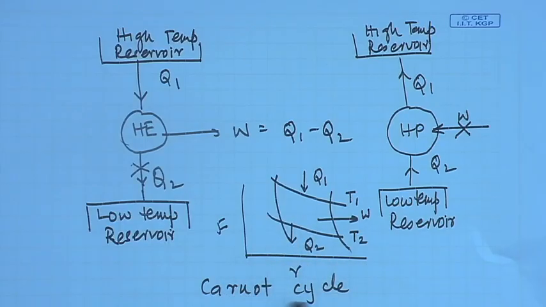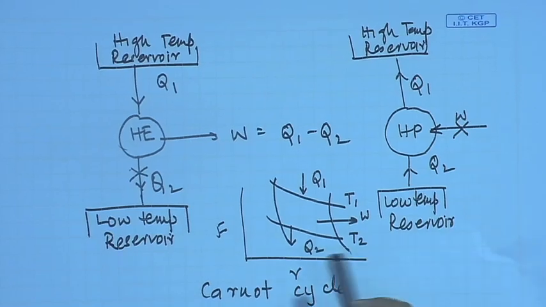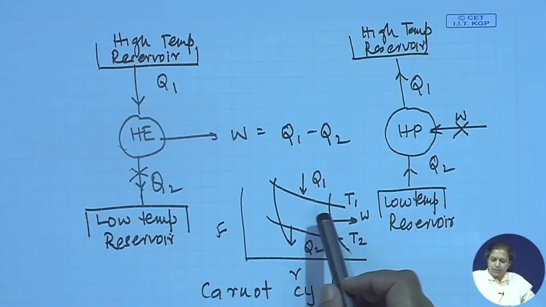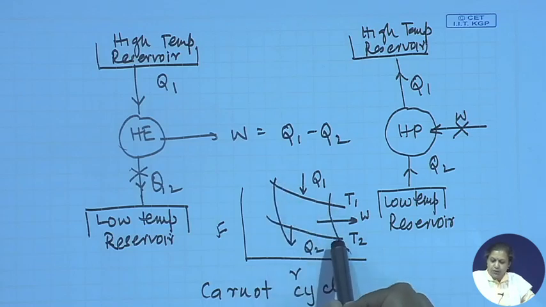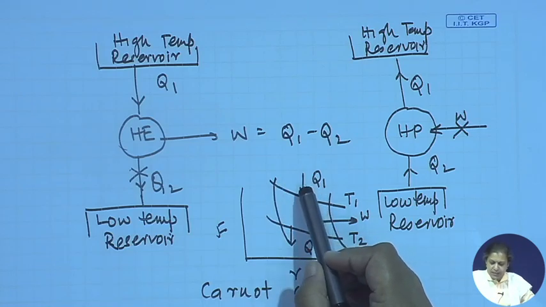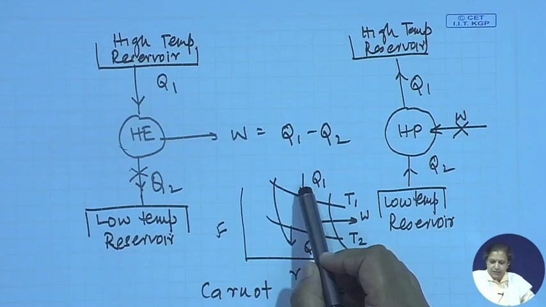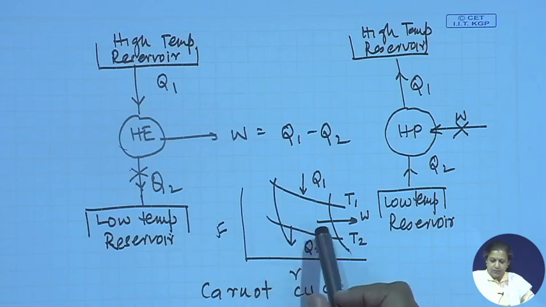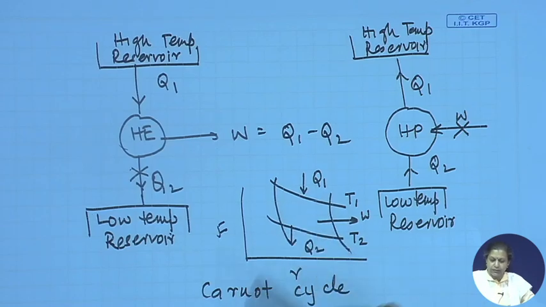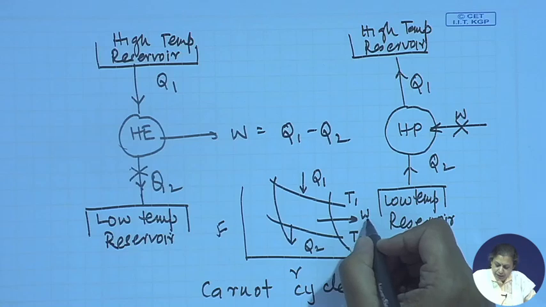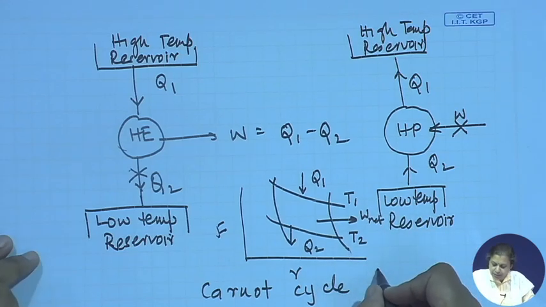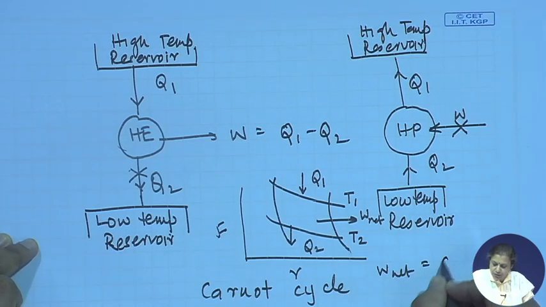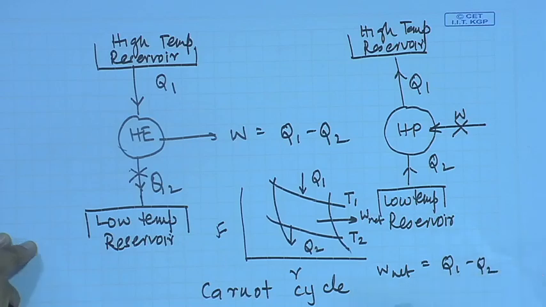What we were discussing was that the Carnot cycle is a reversible heat engine cycle which comprises two reversible isotherms, where heat is taken up from the high temperature reservoir and heat is rejected to the low temperature reservoir. The two isotherms are connected by two adiabats, where the net work is performed such that the net work performed is equal to Q1 minus Q2.